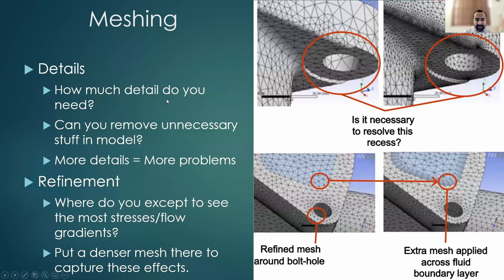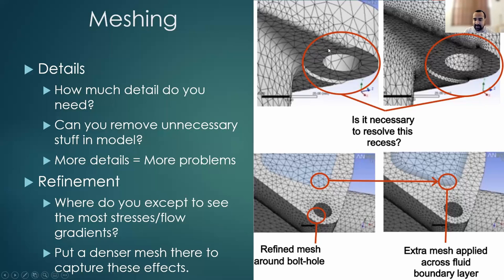Now, meshing is pretty much an art form all on its own. A lot of times students think, oh, if I make a denser mesh, the denser the better. Not necessarily, because a lot of times you have various parts of your model that are overly detailed that the mesh will try to capture, but do you really need to capture the details around that little spot? That depends. So are there areas in your model that you can remove?